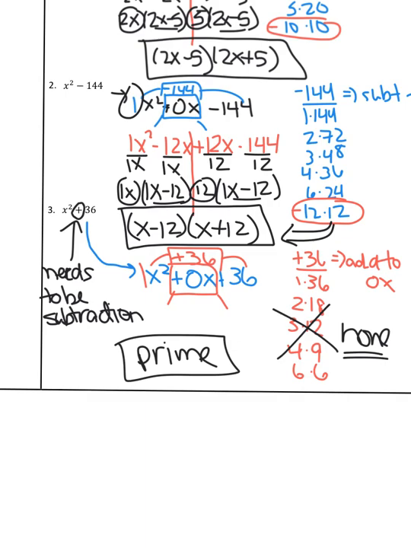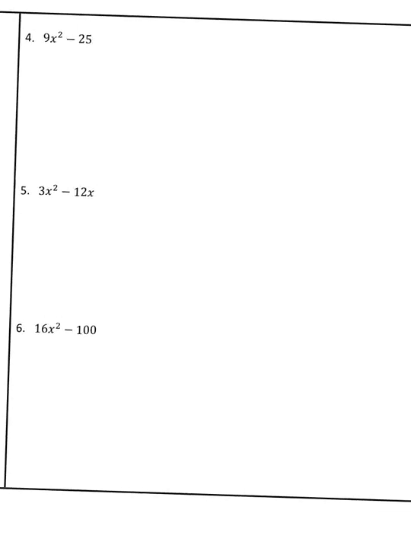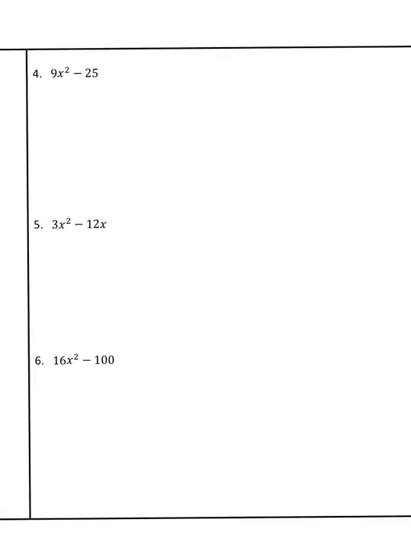All right, so now we're going to look at another one on the next page. So let's go to page 20, right? Page 20 here. And I'm going to zoom up here, 9x squared minus 25. Up here at the top, right?